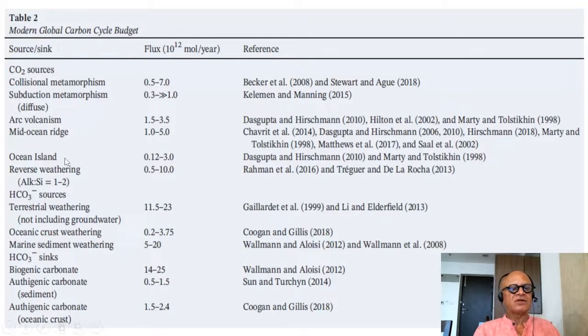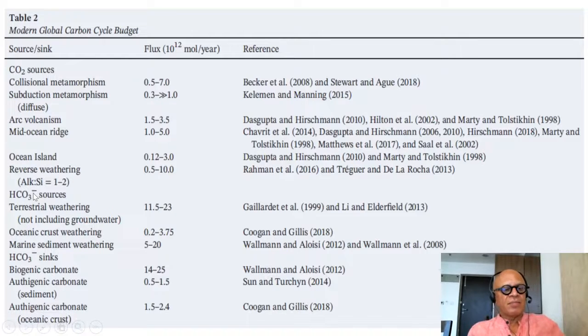This is all together. Ocean islands, again, they are in the middle of the continental crust, so they could be dead volcanic mountains, or it could be formed by other tectonic processes, and they have a CO2 source of 0.1 to 3 teramole per year. Reverse weathering, alkalinity to silicon ratio of 1 to 2 that we talked about before, is a source of CO2, as we said, so that's 0.5 to 10 teramole per year.